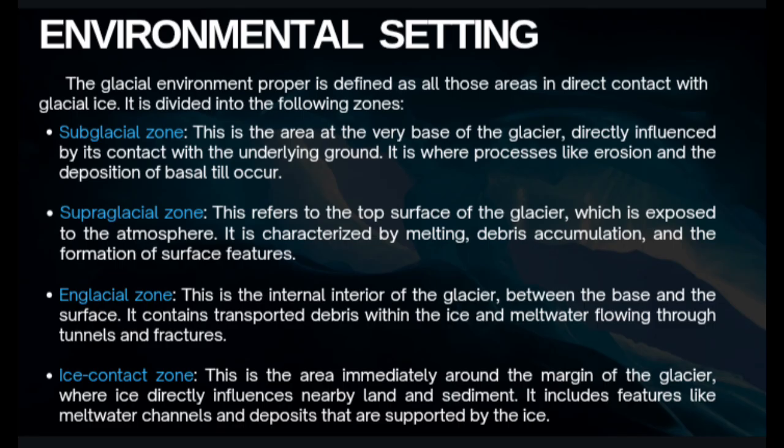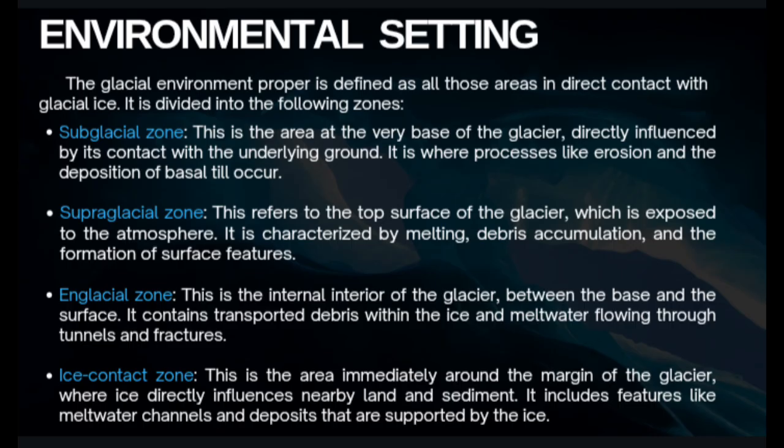And next, we have the englacial zone. This is the internal interior of the glacier between the base and the surface. It contains transported debris within the ice and meltwater flowing through tunnels and fractures. The englacial zone also records climate change, like air bubbles trapped within the englacial ice that preserve samples of the ancient atmosphere. It provides us valuable data for climate reconstructions.